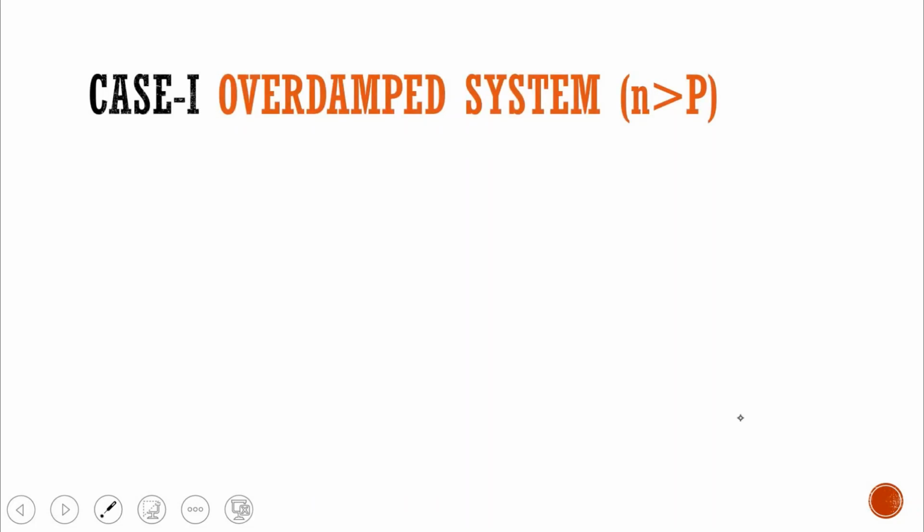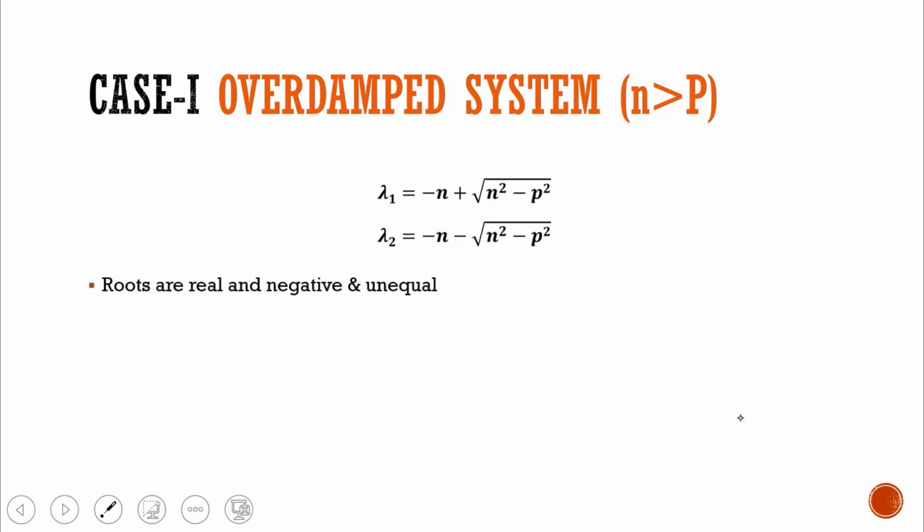First case is n greater than p, that is overdamped system. In this, when n is greater than p, n will be a positive value, root of n square minus p square will also be positive, but it will definitely be less than n. Since root n square is n, root of n square minus p square will be less than n. So both lambda 1 and lambda 2 will be negative and real values.